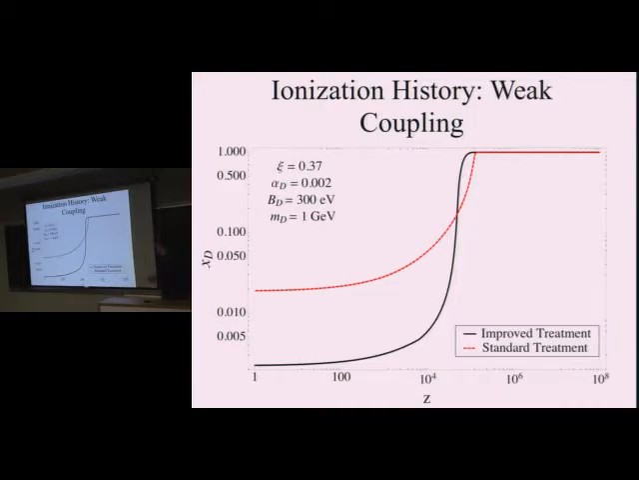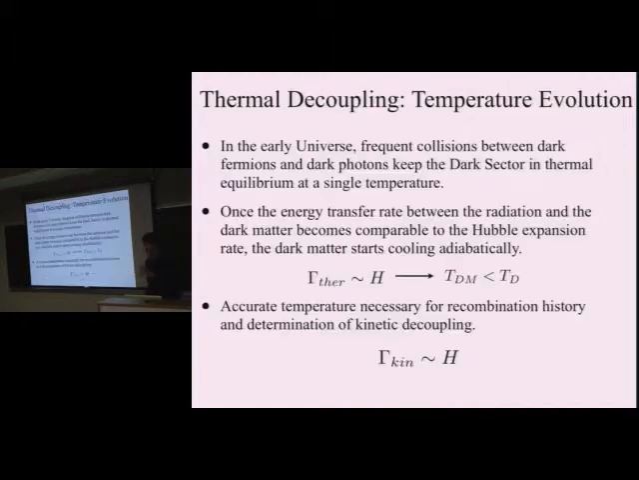But in the weak coupling case, it can make a huge difference. I mean, this is like an order of magnitude in ionization fraction. I'm comparing the standard treatment and the improved treatment as described. And we see that for the weak coupling case, when alpha is quite small, you can have a lot of difference. You kind of miss the recombination redshift. The ionization fraction is an order of magnitude apart. So computing these things accurately makes a huge difference. So the recombination history is under control.